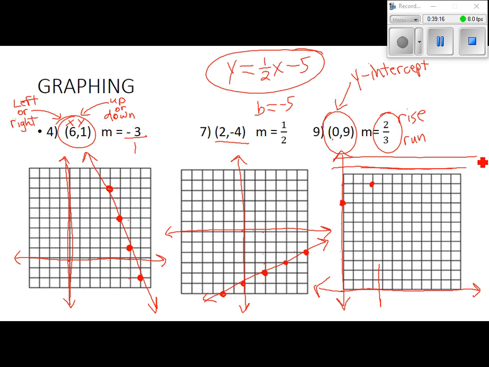How much are we supposed to go up? Up 2, and right 3, so somewhere about in there. Everybody alright with that? Now, once we have 3 dots, then we're okay to draw our line. If you only have 2 dots, does that mean our line's correct? No. How do you know?